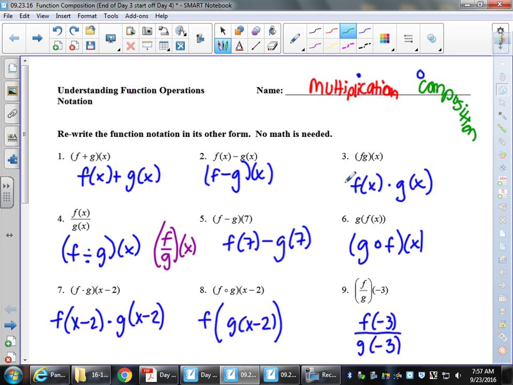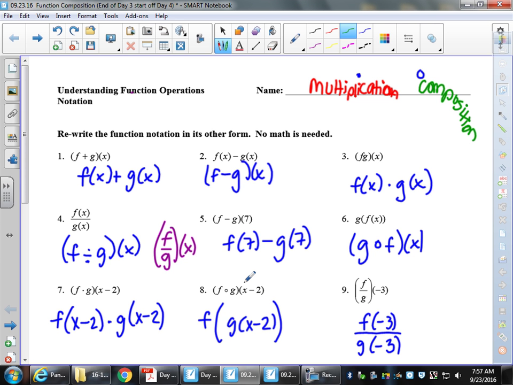Same idea comparing numbers 3 and 6. Here, what operation is happening? Multiplication, f times g, which is why we broke this up to be f of x times g of x. But here, this is g of f of x, composition. So that was the focus of this little exercise, to really help us understand that the smallest differences in notation can have a big effect on what the problem is actually asking us to do. Yes? Cool. So keep that to the side.